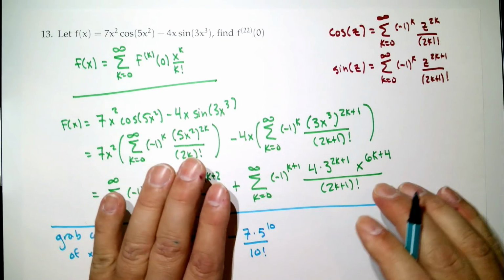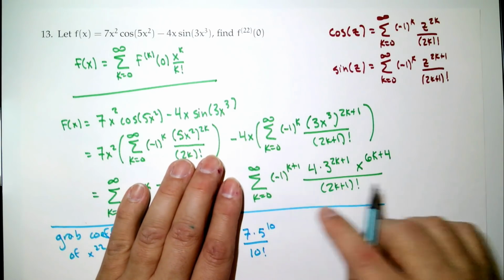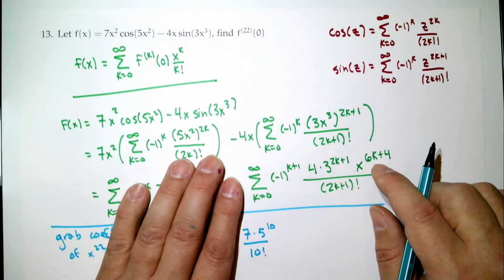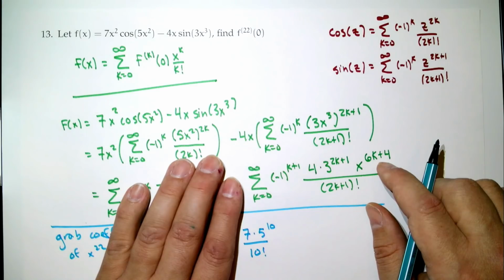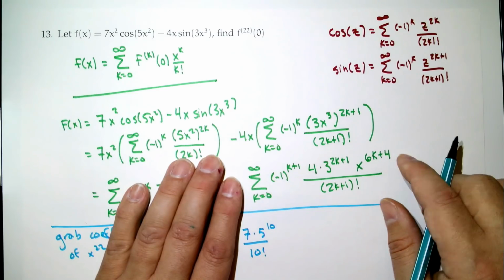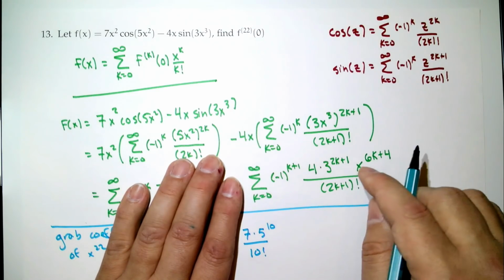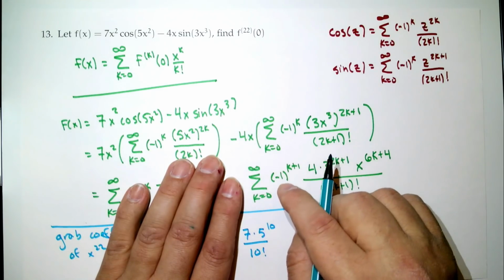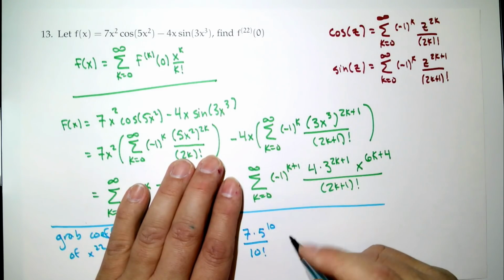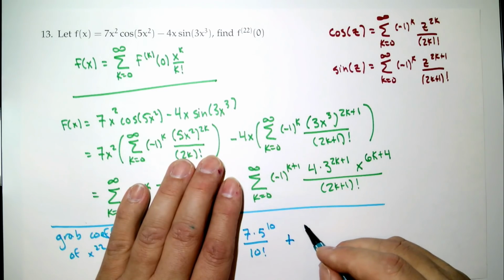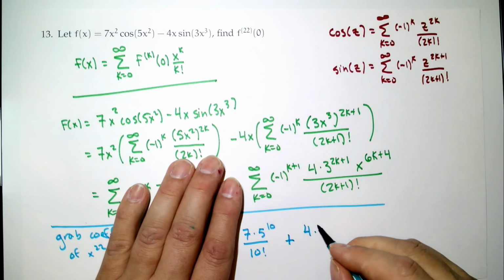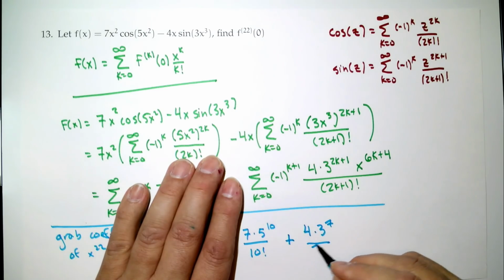Okay, now ignore the first sum. Go to the second sum. What choice of k will give me x to the power 22? 3, because I'll have 18 plus 4 is 22. So, again, I just care about the coefficient, so I plug in 3. So I'm going to have negative 1 to the 4, which means it's going to be a plus 4 times 3 to the 7th over 7 factorial.